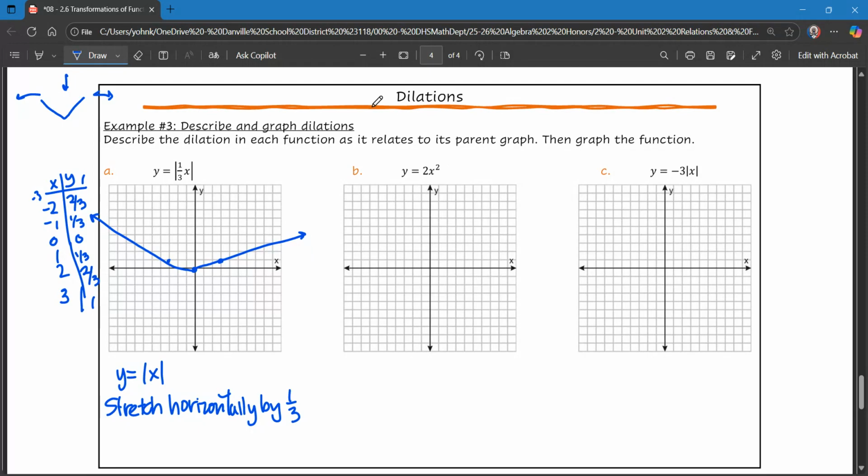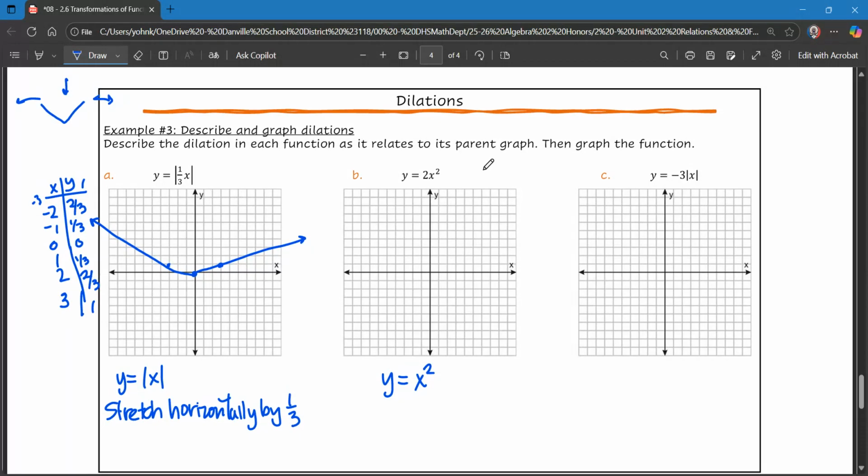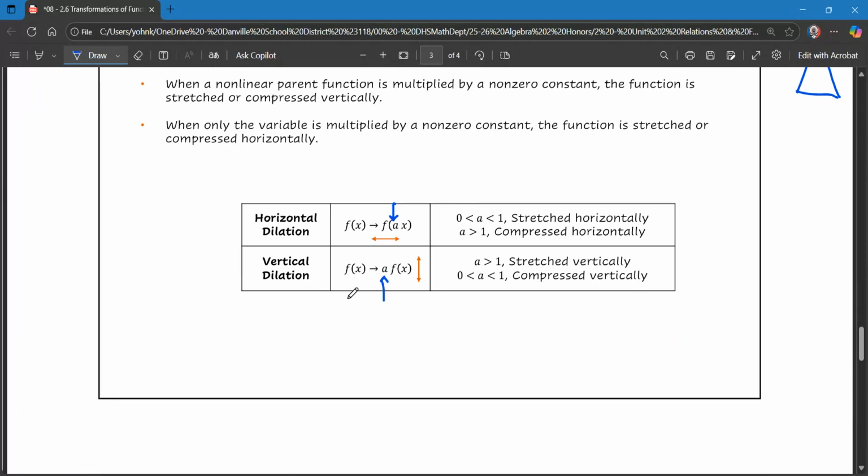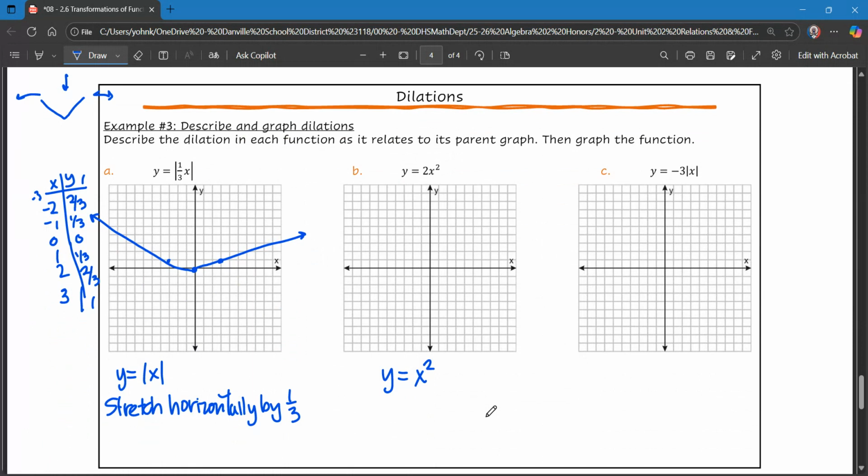Okay, letter B, y equals 2x squared. Well, the parent function is going to be the parabola x squared. The 2 is on the outside. So if we go back up here, we're on the outside, so this is vertical dilation. And my number is greater than 1, so we have a stretch vertically.